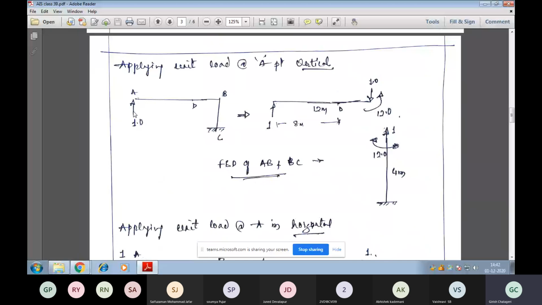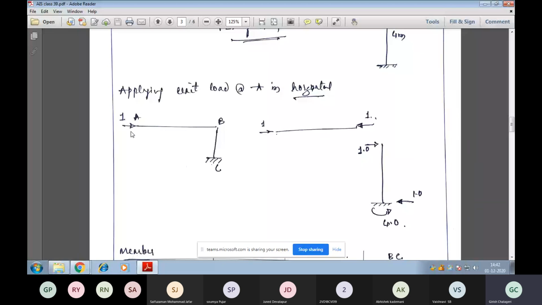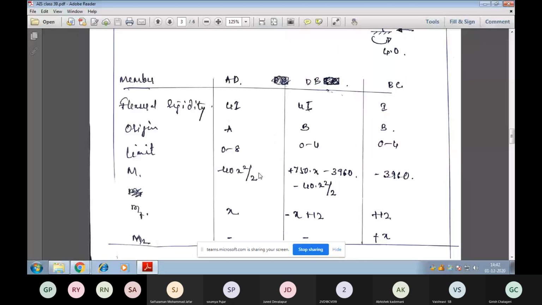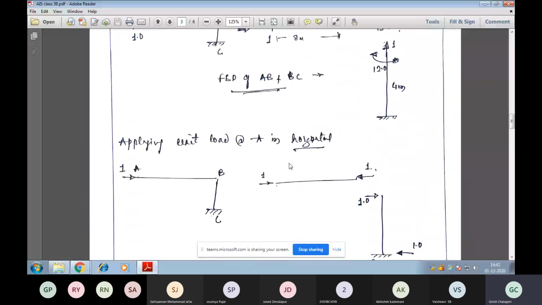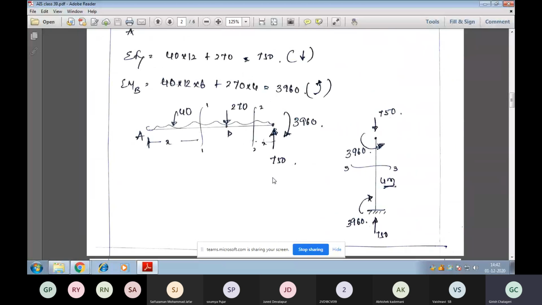Similarly, applying a unit load at A in the horizontal direction, we draw a free body diagram. This is how we are drawing the free body diagram. Then we are finding the table. Before the table, one thing I want to clear once more when you draw the free body diagram: how you get the force and moment.